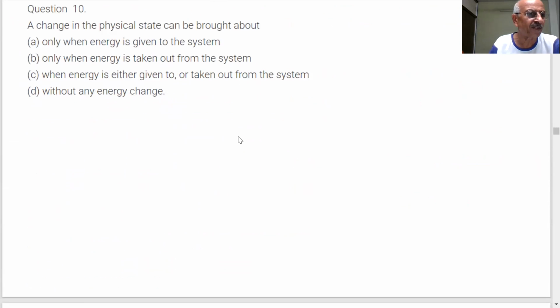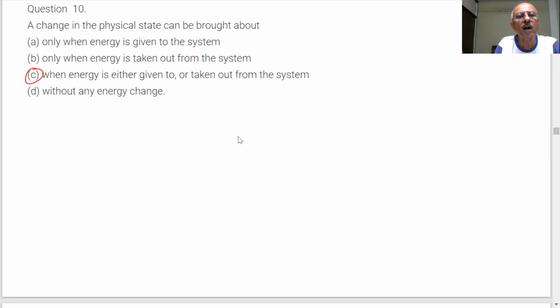Question number 10 is on the screen, students. A change in the physical state can be brought about only when energy is given to the system, only when energy is taken out, or when energy is either given or taken out without any change in energy. What is the correct answer, students? Sir, option C.